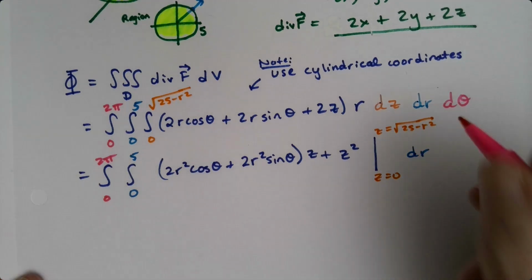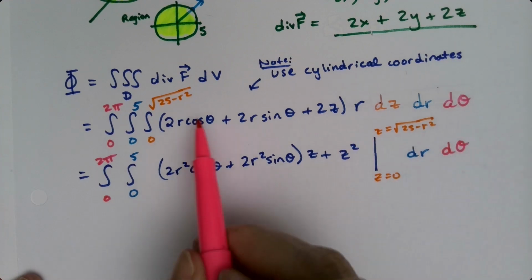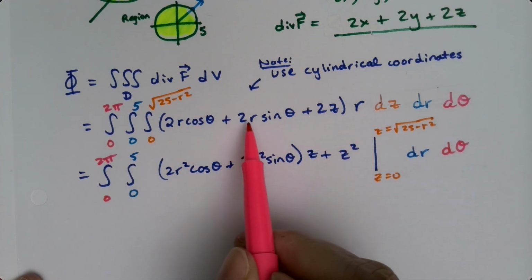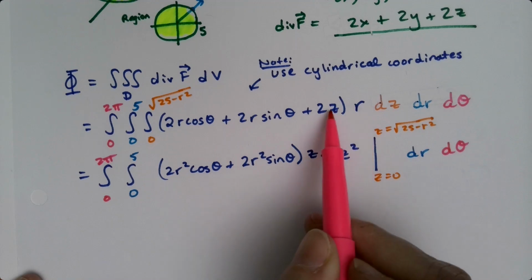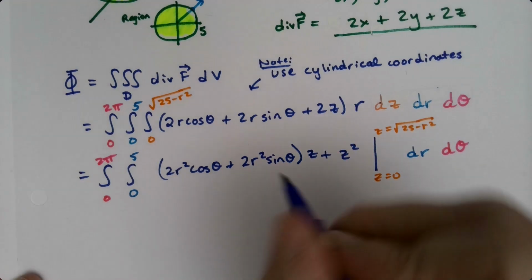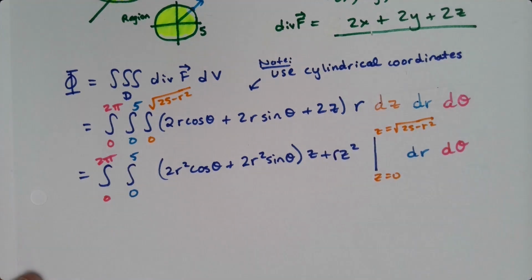So I did two steps there at once. I distributed my r to these two. Oh, and I forgot to distribute my r to there. r should go there, so it should be r z squared. Sorry, r z squared.